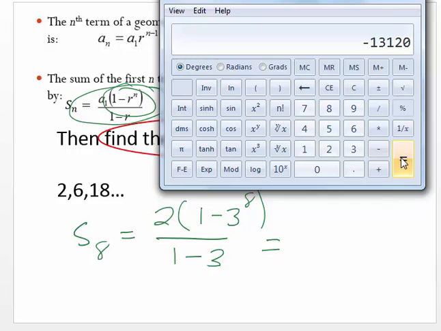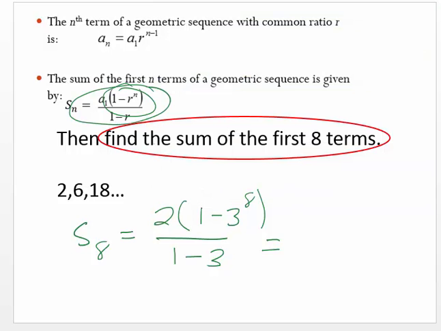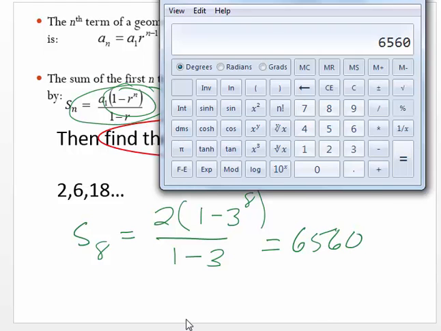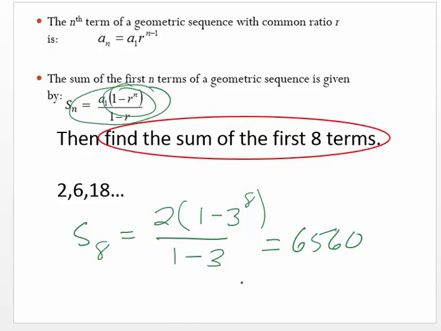Okay, and that gives me negative 13,120. Then I have to divide that by 1 minus 3, which is a negative 2. So divided by negative 2. So if I added up all 8 terms, I would get that answer. And I'm sorry, I think it was 6,560. Yeah, 6,560 is what we would get.